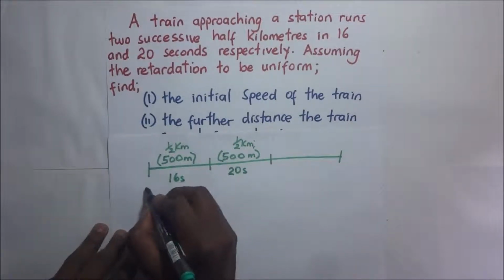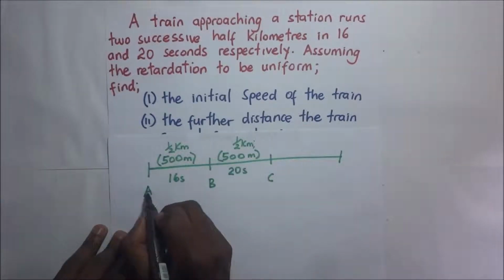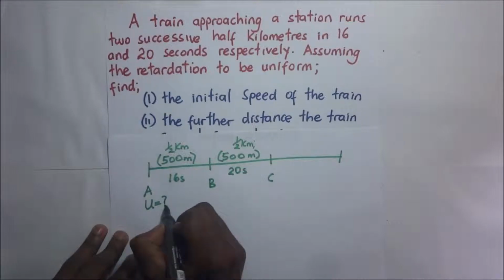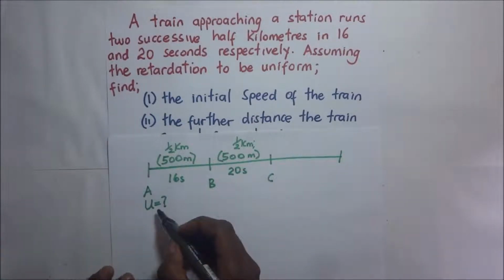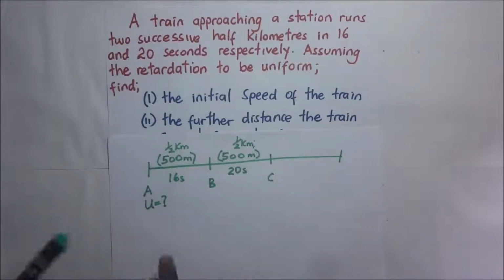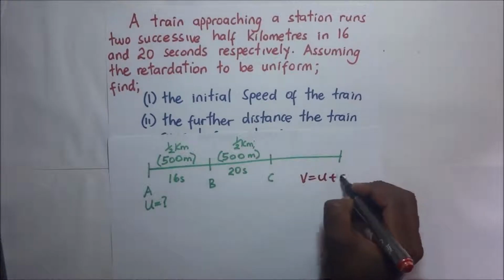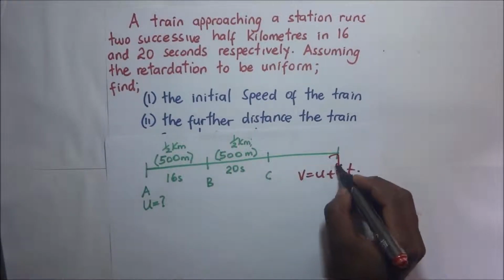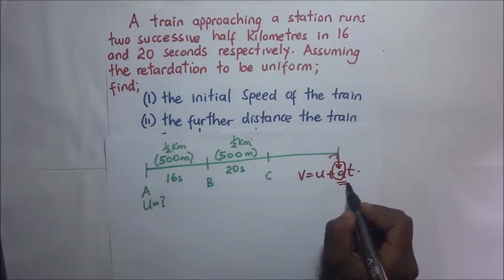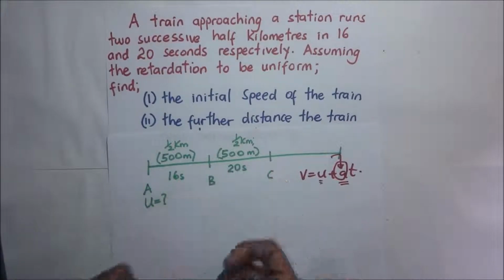So let's say this is our point A, that's our point B, our point C. They want us to find the initial speed here. For us to get our initial speed, we need to first know the acceleration, because to get the value of u, the initial speed, we are going to use v is equal to u plus at. So we need to first find the value of a. Then when you get the value of a, the acceleration, we are able to get the value of u using specific intervals, as we will choose.